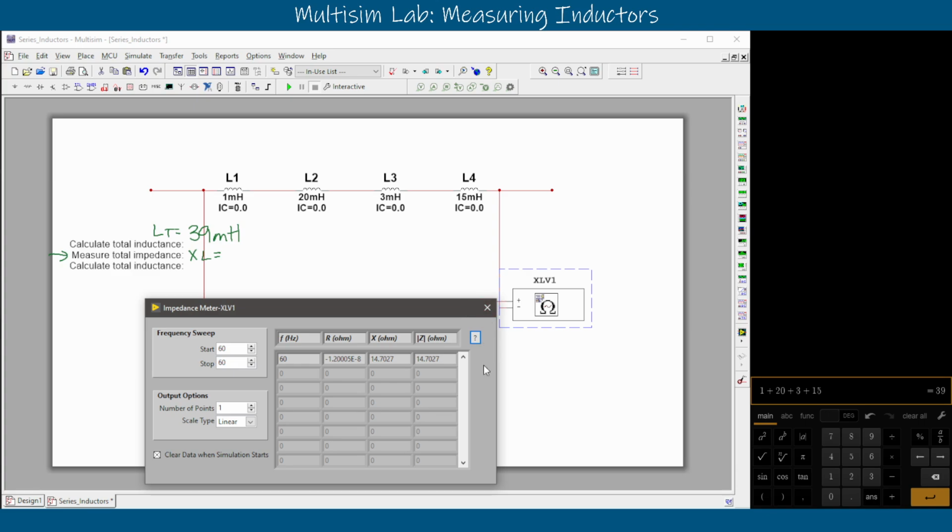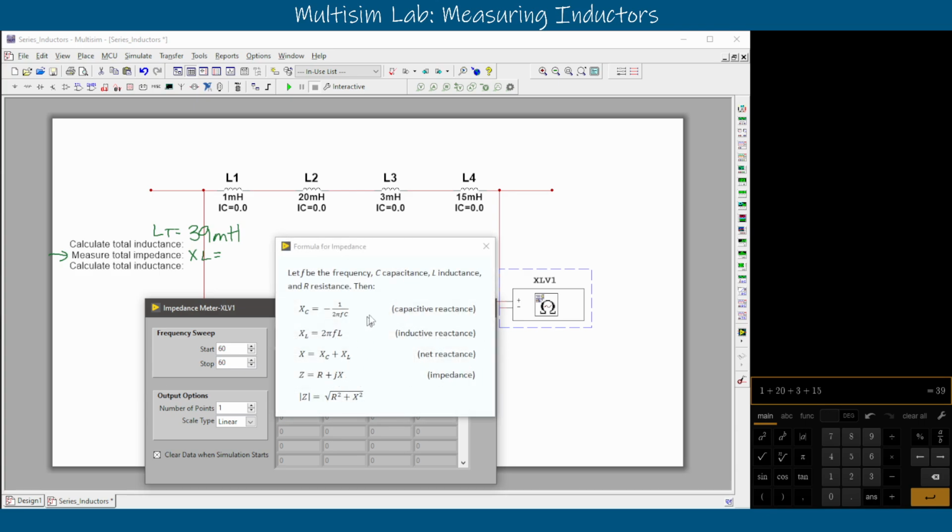Okay, so one more thing about this meter is it gives us the equations we need in this little question mark box. We can click on that, and that gives us a new pop-up window that tells us about capacitive reactance, inductive reactance, net reactance, and total impedance. And it kind of gives us that rectangular to polar form conversion also, right? Because this is rectangular form, and then we can convert to polar form.